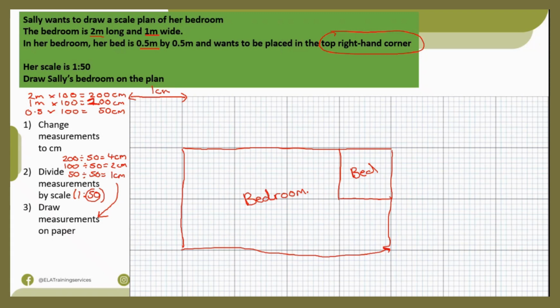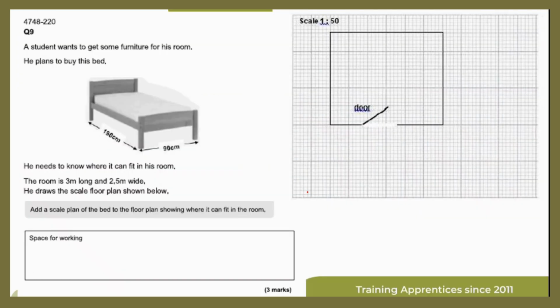So let's have a look now at how this applies to some exam questions. So our first one, a student wants to get some furniture for his room. He plans to buy this bed. He needs to know where it can fit in his room. The room is 3 metres long and 2.5 metres wide, and he draws a scale floor plan shown below. Add a scale plan of the bed showing where it can fit in the room. Now, what's really important here is we've got measurements of the room which are not needed for the question because we are only focusing on the bed.